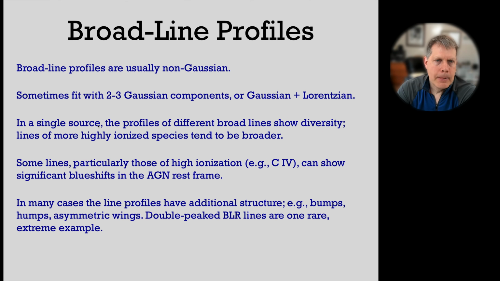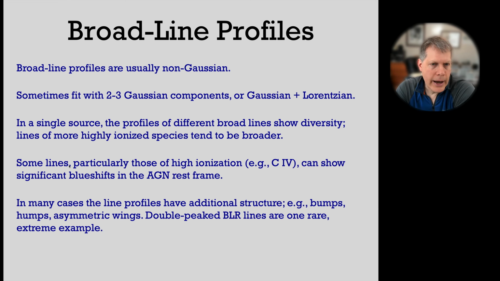In a single source, furthermore, the profiles of different broad lines show diversity. So not all lines in a single source will all be fit by the same broad line model. In general, for example, lines of more highly ionized species tend to be broader. Okay, so there's diversity among the lines in an individual object.